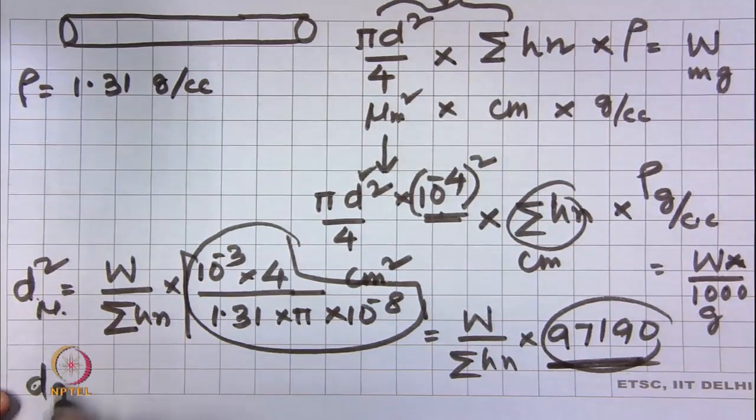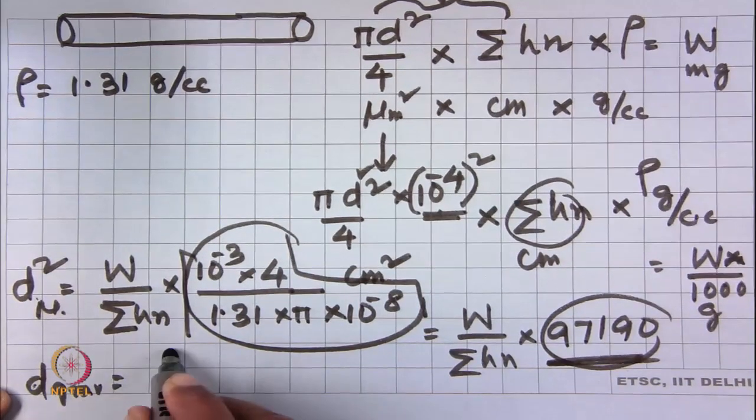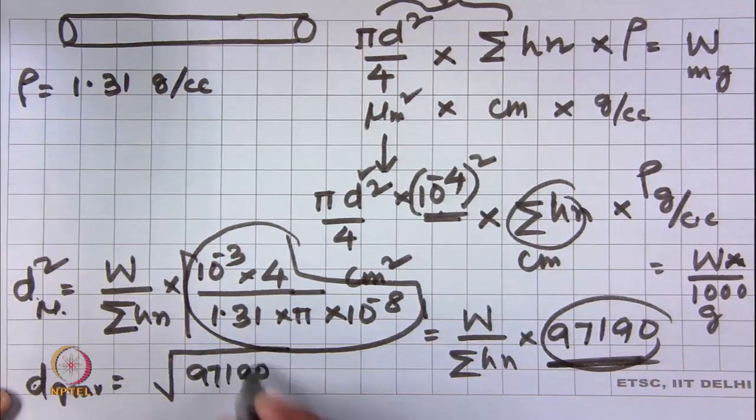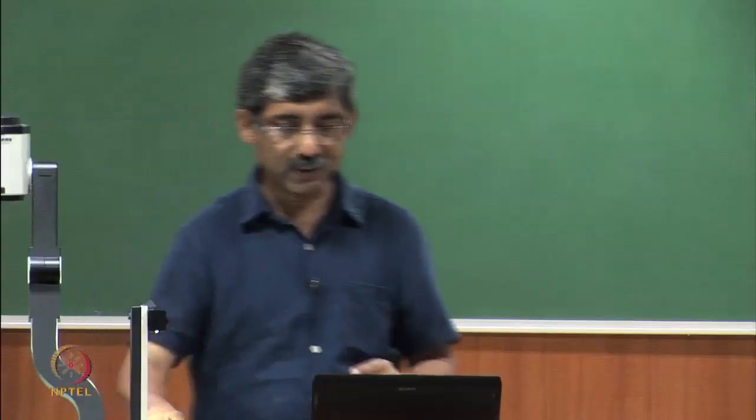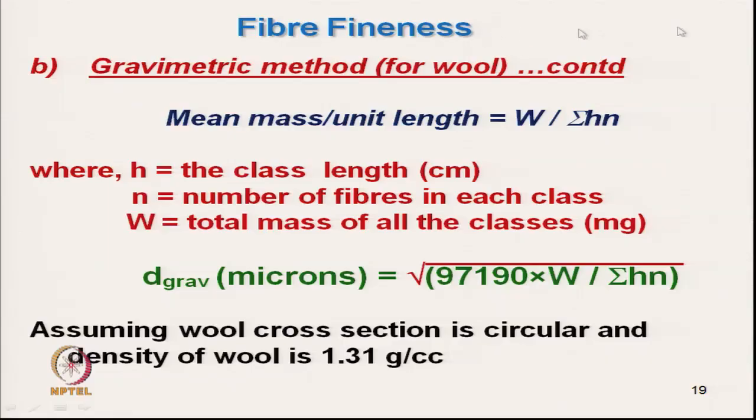So, d grab is equal to under root 97190 approximately times W by chain. This is the way we get this constant value. So, 97190, that is the gravimetric diameter of wool, under root 97190 multiplied by W, under root sigma h n. So, this is the total length of fiber. So, assuming wool is circular in cross section and the density of wool here is 1.31, this is the way we are getting this constant.